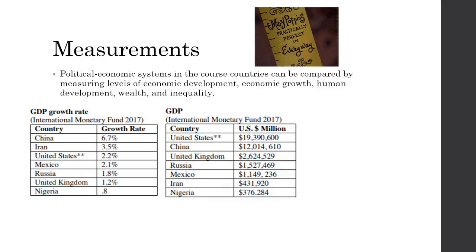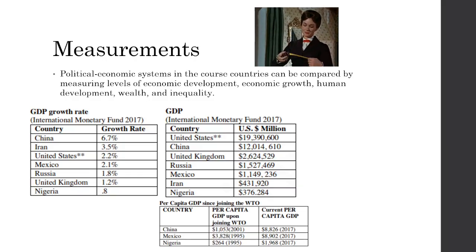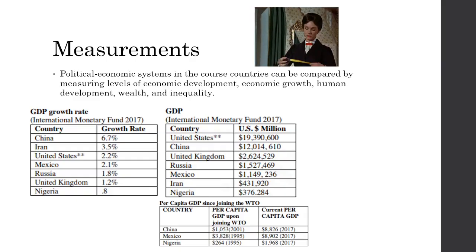This isn't even $12 billion. This is $12 trillion, for reference here. We also have per capita GDP, which is just GDP divided by the total number of people in the country. You won't have to do any math on the AP exam, but you need to know what this formula is.